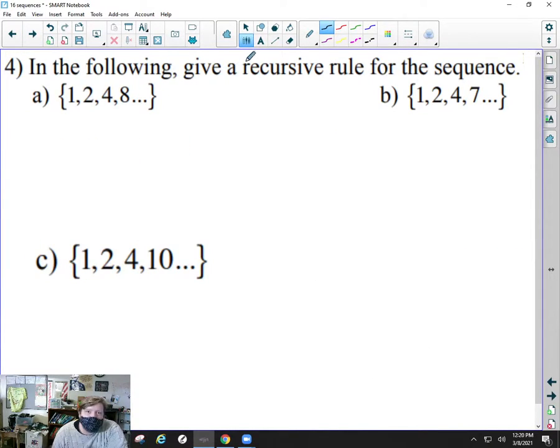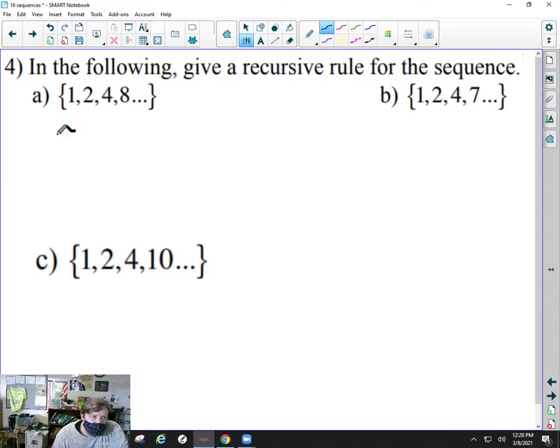So we want to find the recursive rule for this sequence. These tend to be a little bit easier. So let's see. I need to basically say, okay, how do I get from this one to this one, or from this one to this one? So like, it looks like I'm just taking this times 2, then times 2, then times 2.